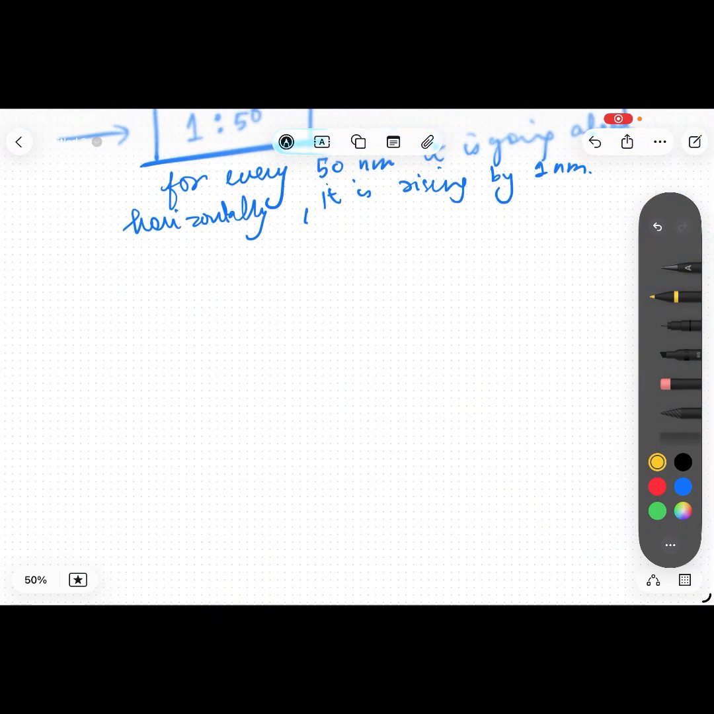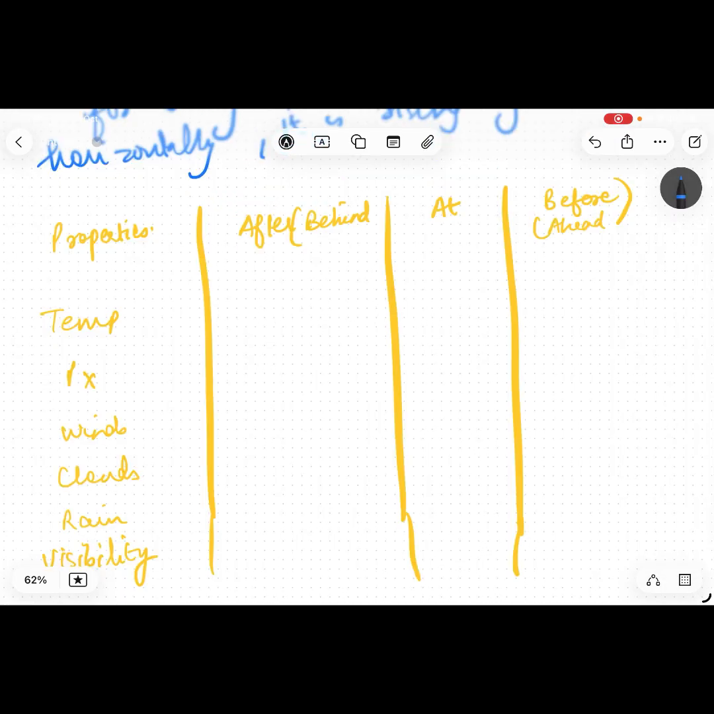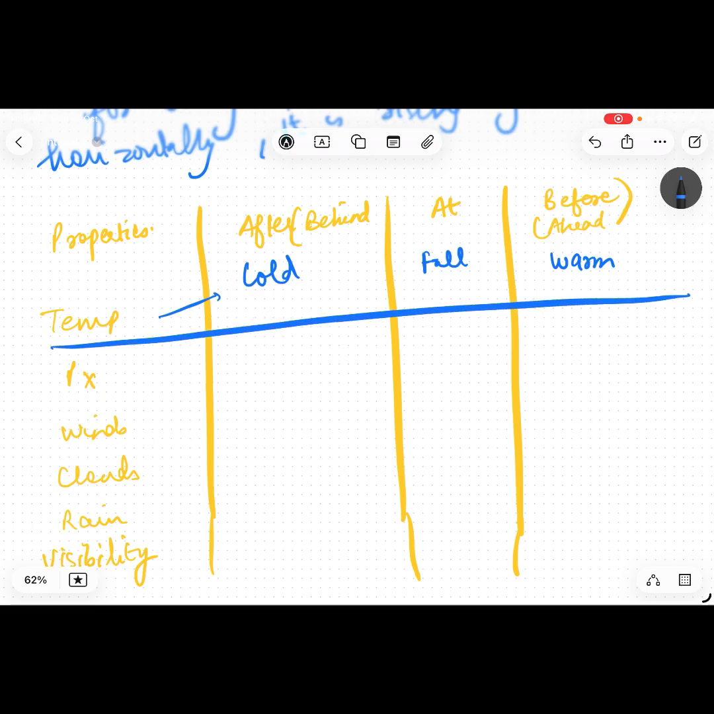So we already know what is behind, what is at, what is ahead. So we're going to talk about the cold front here now. So in this you would see that there was warm air ahead. So obviously the temperature is going to be warm ahead of the front. At the front the temperature is going to keep falling because the cold air is approaching. And it was obviously cold because the cold air was approaching the warm air mass, right?